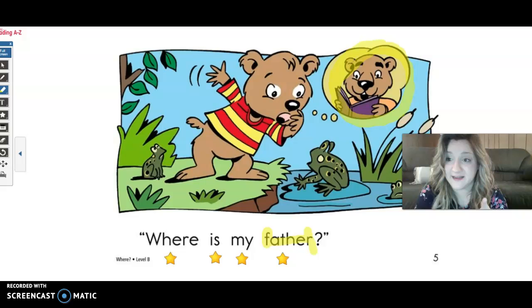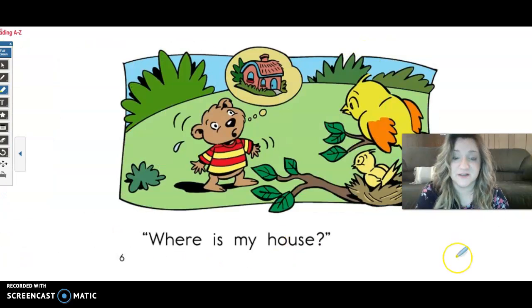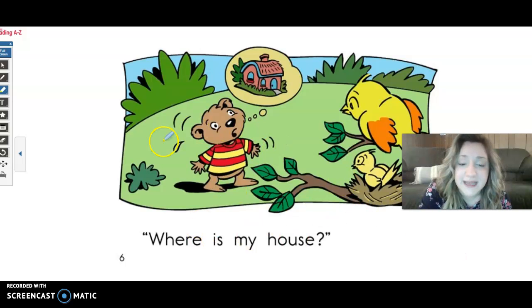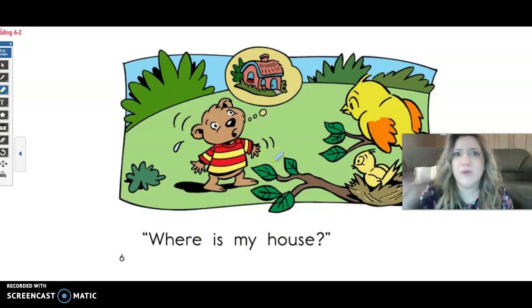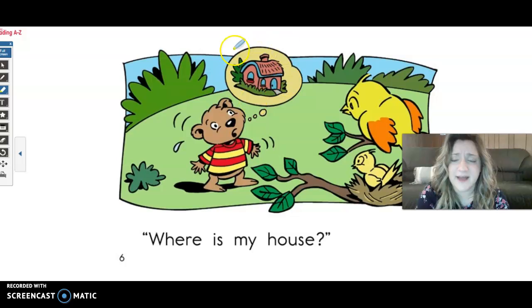Make sure you get your mouth ready and check the picture. Maybe you sounded like, where is my house? That wouldn't be right, no, right? Because he's not calm. He's sweating. He's so scared. He's sweating. So he would sound like, where is my house? Where is my house? He's thinking about his house.